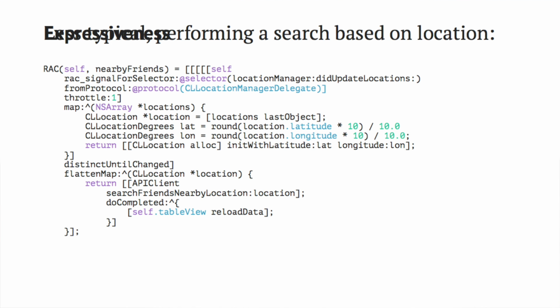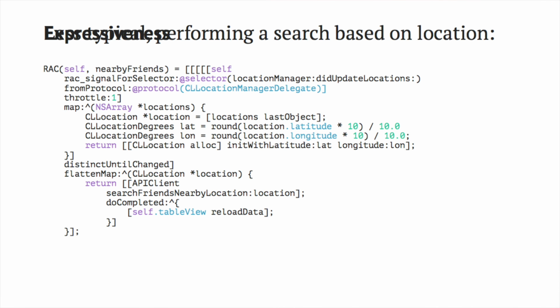We also don't want to redo a search if you've changed your location just slightly. So there's a bit of math here to round the lat long and produce a new location. Here's the distinct until changed operator I mentioned before. Since we're doing some rounding, you might move slightly and get an update, but if it hasn't moved enough, then it's going to get discarded because we've rounded off some of the precision.